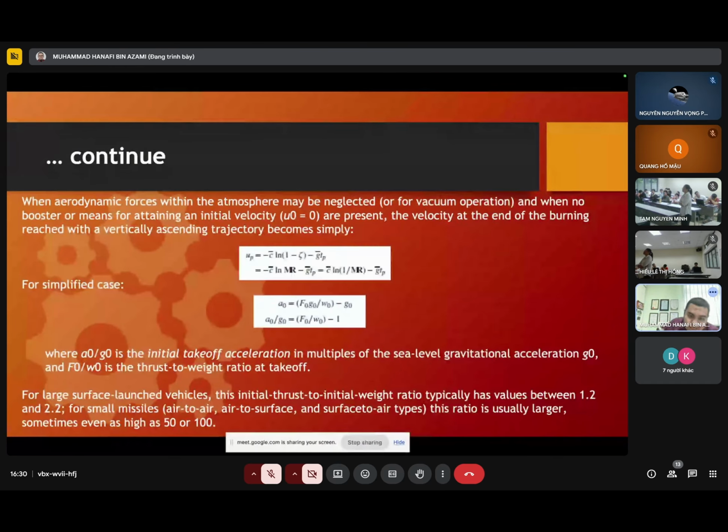But small missiles, for example air to surface or surface to air types, are usually larger. Usually larger means the initial takeoff acceleration is higher. You are talking about 50 to 100 times higher than the weight itself. So for missiles, for example, the rocket accelerates faster initially.